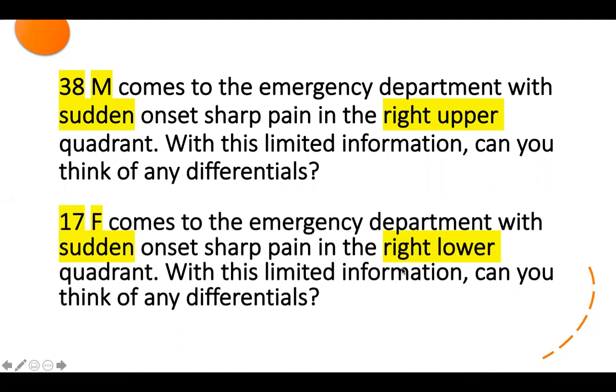So if we change the situation and now we see someone who's 17 years old and she's female, she comes in with sudden onset pain in the right lower quadrant. What are you going to think about now? Yeah, so ectopic pregnancy. So if you see a female of childbearing age, you should always consider pregnancy and you should always rule it out, even if the patient says they're not pregnant.